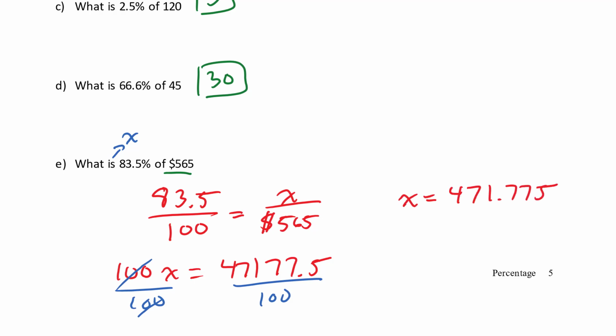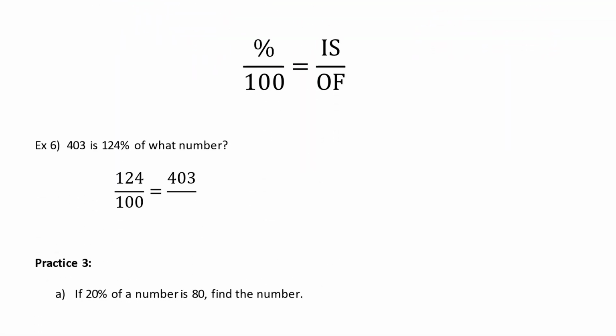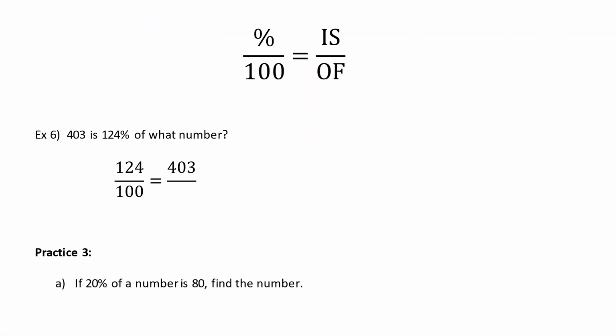471.775. What's my final answer? Here, I'm dealing with money. So I round off to 2 decimal places. Because that's how we do financial transactions. Let's look at something else now.